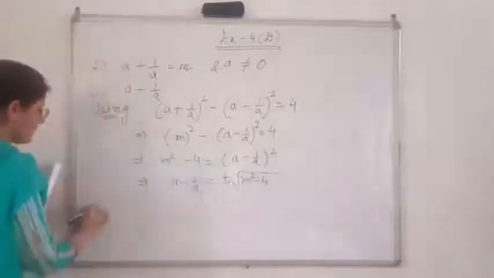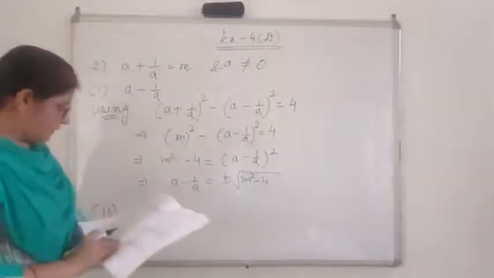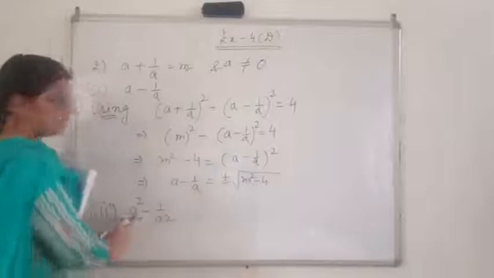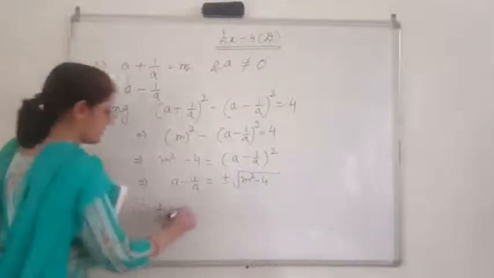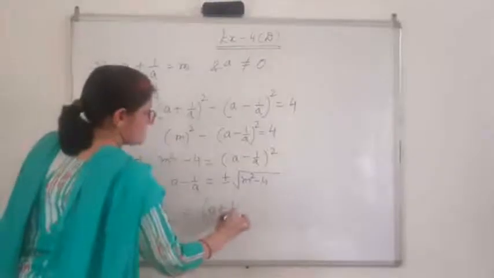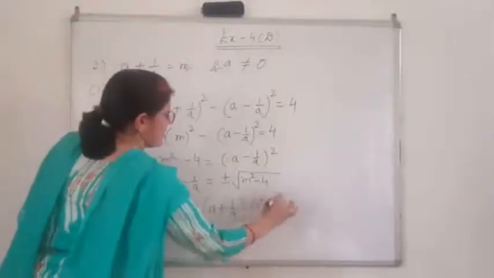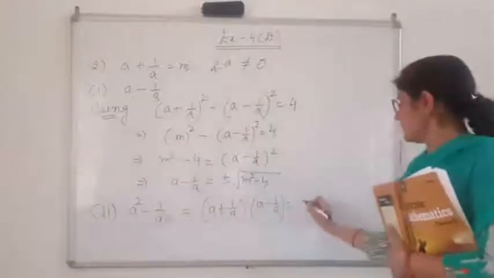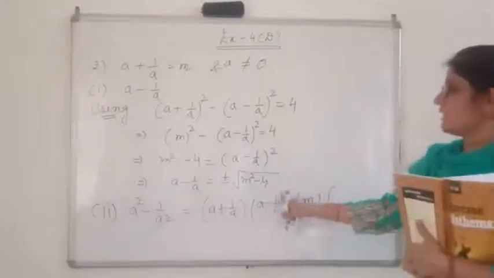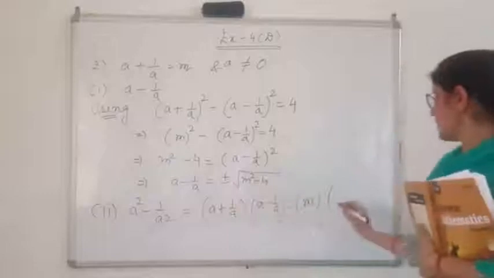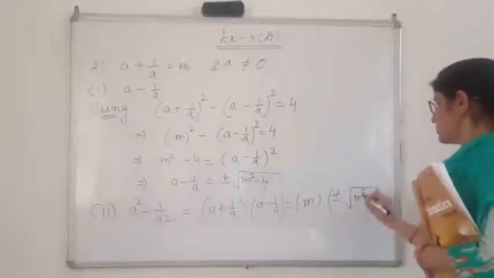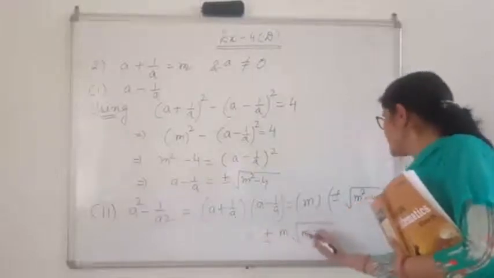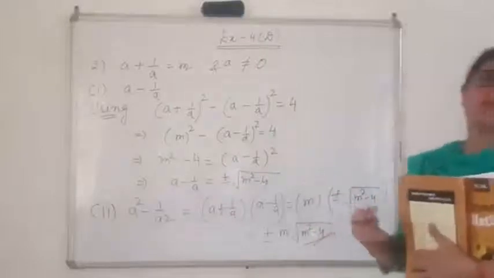Now in the second part you have to find the value of a square minus 1 upon a square. Here we will follow the identity of a square minus b square, which equals the addition of the terms into the difference of the terms. Now we substitute the value. What is the value of a plus 1 over a? It is given as m, into a minus 1 upon a. We have found it in the first part. So when we multiply, we will get plus minus m square root of m square minus 4. Like this, both the parts are done.